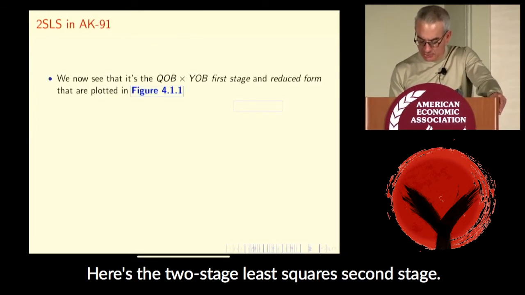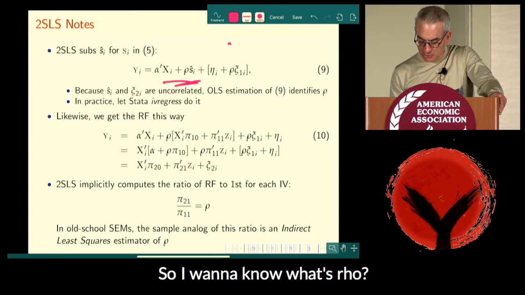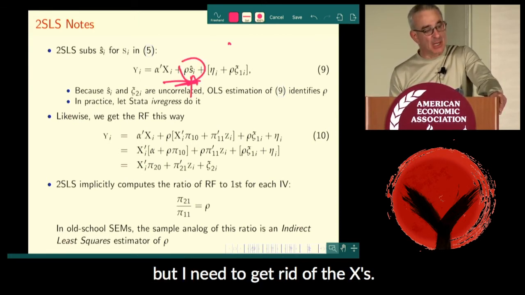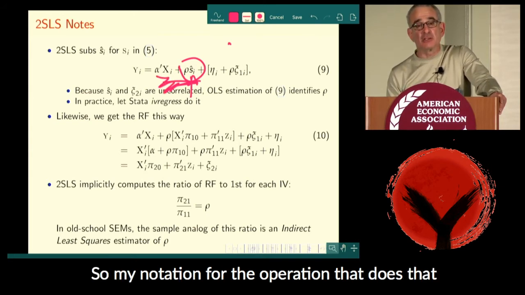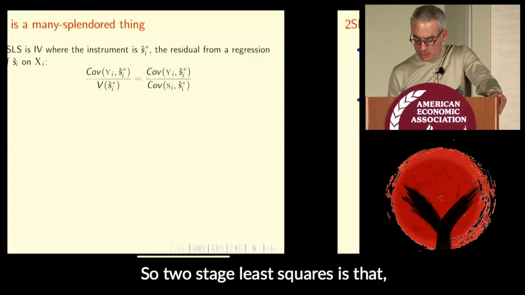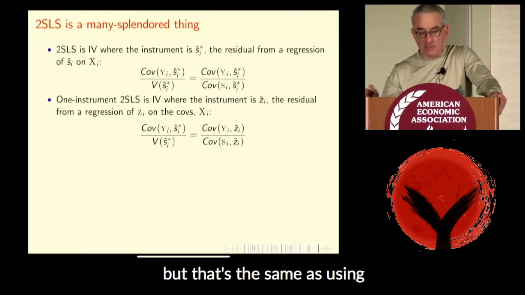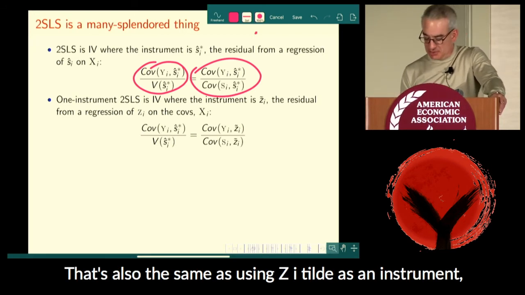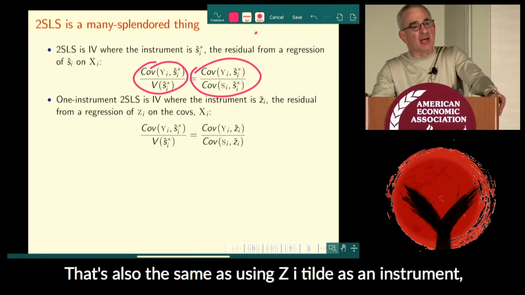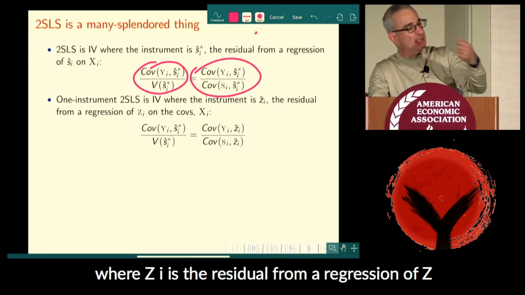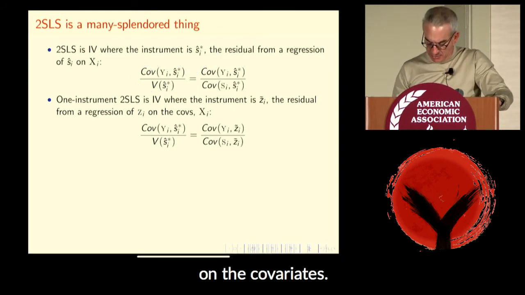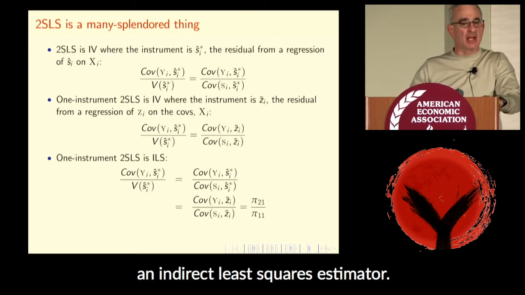Let's go back. Here's the two-stage least squares second stage. So I want to know what's rho. Well, it's the coefficient on s hat, but I need to get rid of the x's. So my notation for the operation that does that is s hat star. So two-stage least squares is that, but that's the same as using the s hat star as an instrument. That's also the same as using z i tilde as an instrument, where z i tilde is the residual from a regression of z on the covariates. And it's also what's called an indirect least squares estimator.